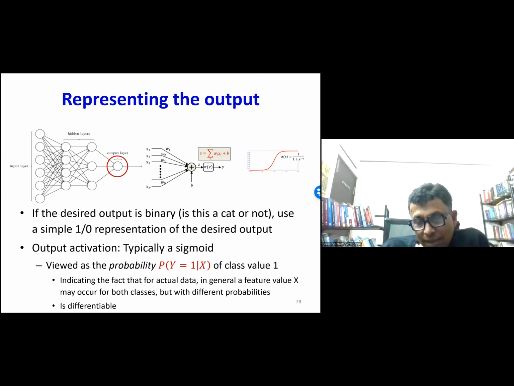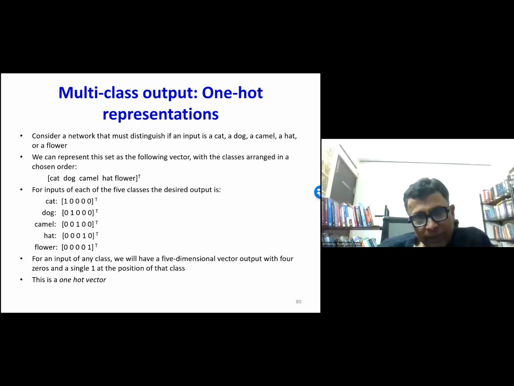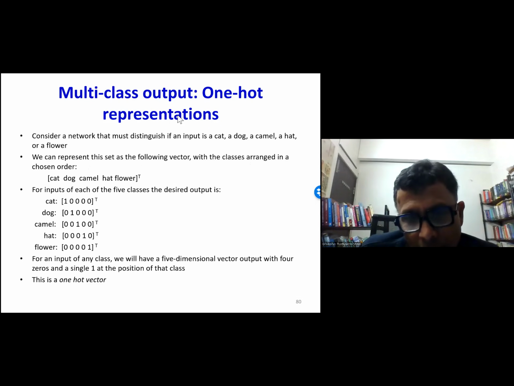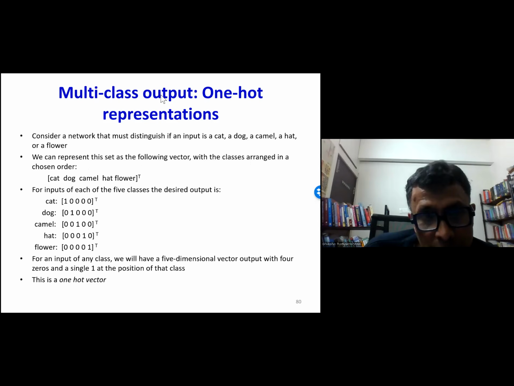For 3-class classification, here we go for multi-class classification. First, we need to figure out how to represent the output. Typically, a multi-class classification is going to ask things like, is this an image of a cat, a dog, a camel, a hat, or a flower? So how do you convert cat, dog, camel, hat, and flower into numbers? You can't, right?